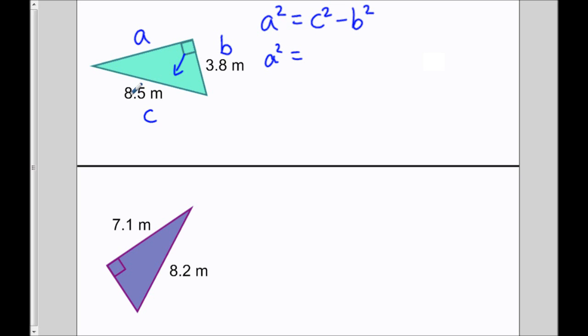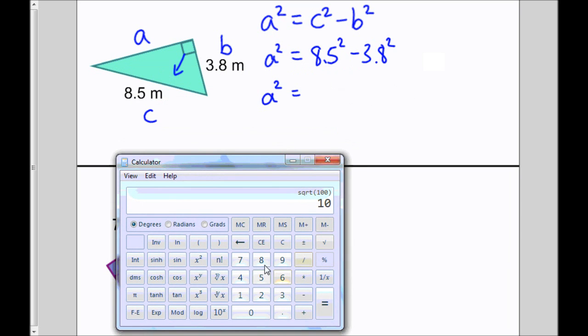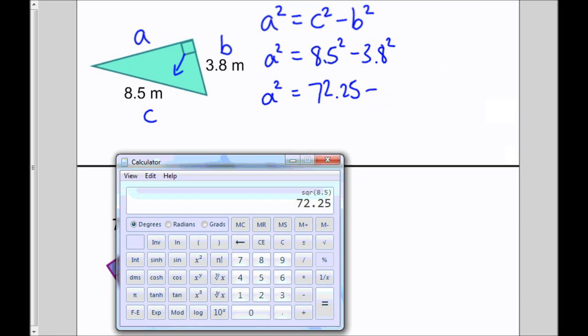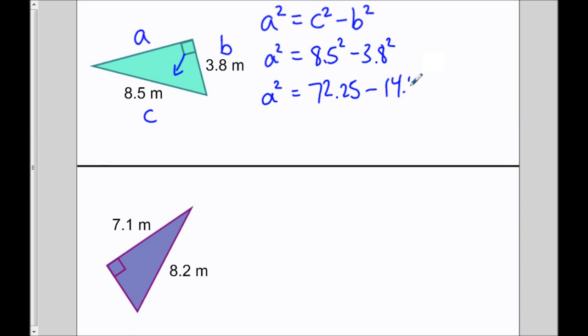C we see here as 8.5, so it's 8.5 squared minus 3.8 squared. Now I just wanted to put decimals here just to show you that this works fine with decimals as well. So we need to figure out what that is. So 8.5 squared is 72.25. Subtract 3.8 squared, which is 14.44.